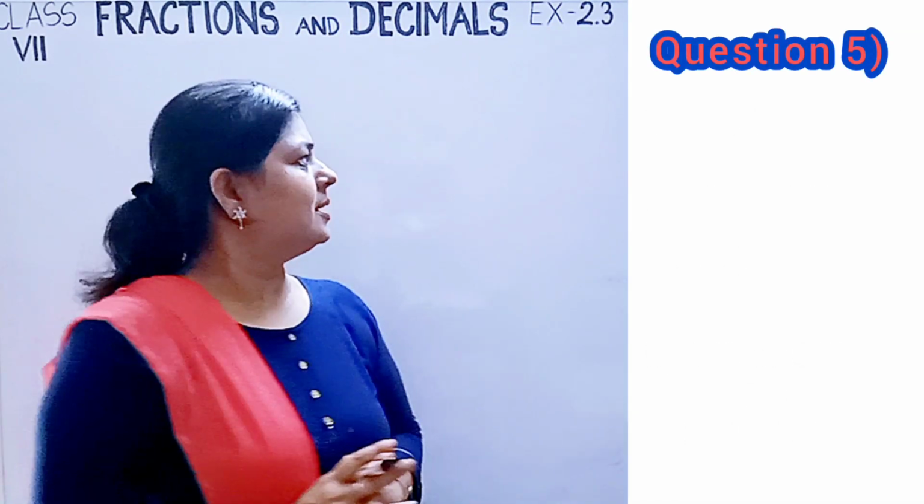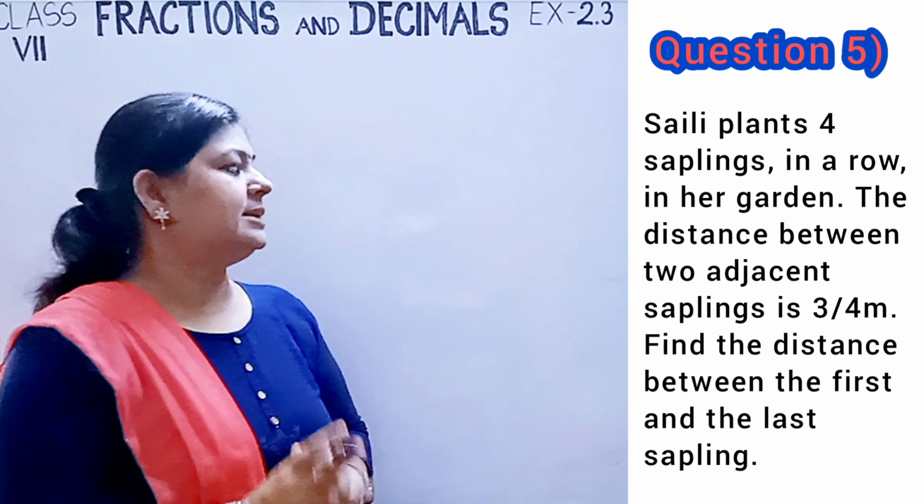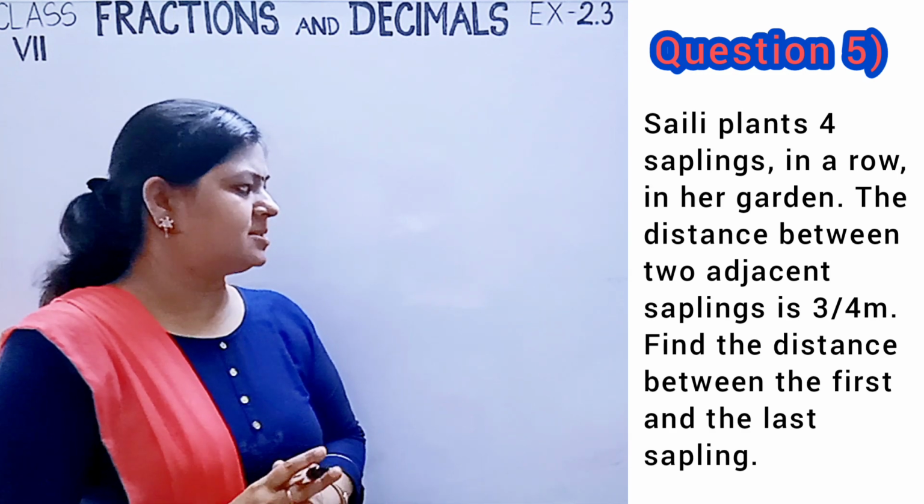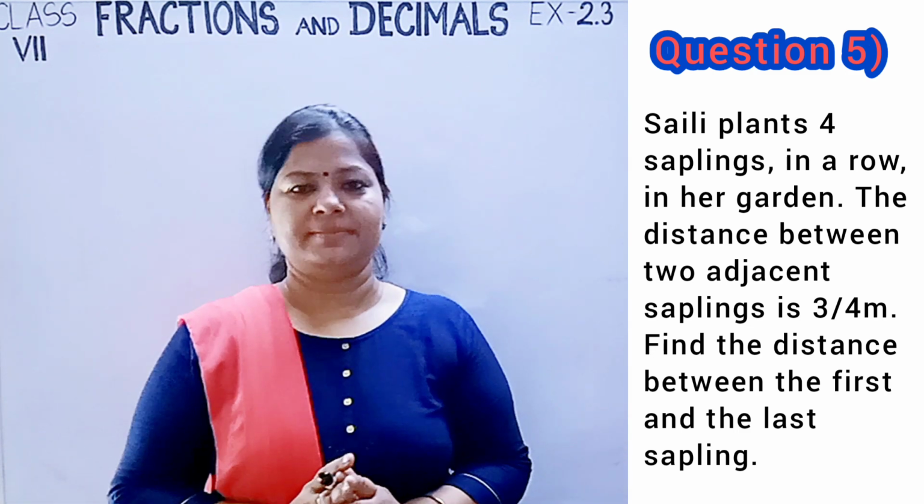Question number 5. Sally plants 4 saplings in a row in her garden. The distance between two adjacent saplings is 3 by 4 meter. Find the distance between the first and the last sapling.